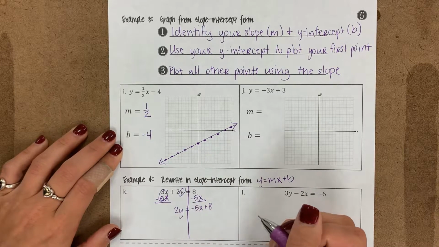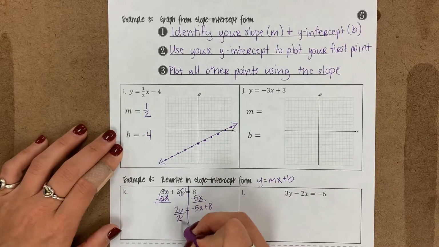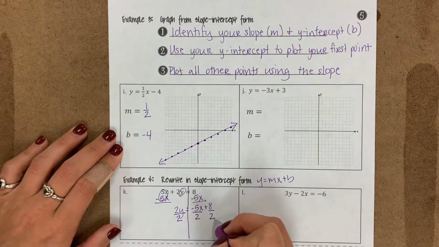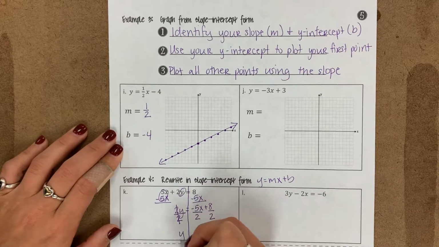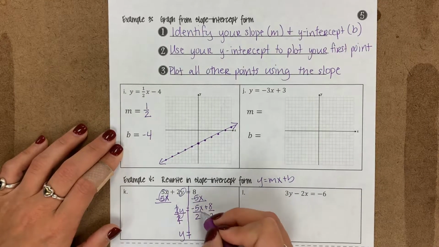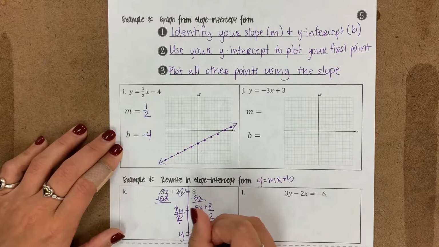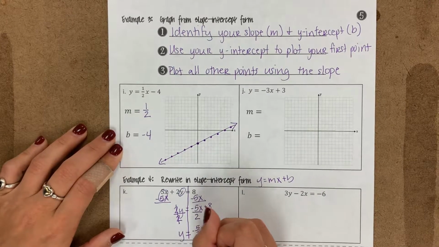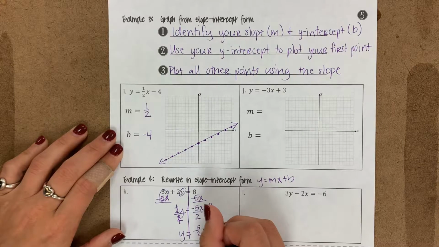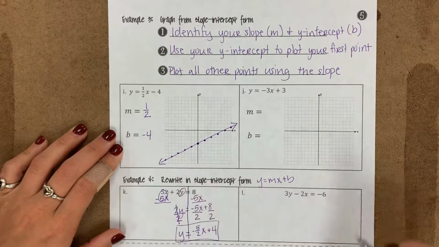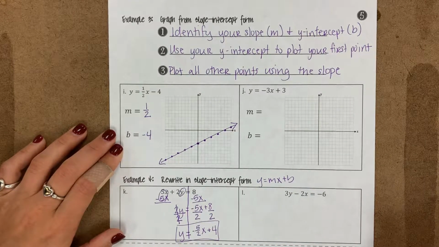Last step is to get rid of the 2, so we're going to divide every single thing by 2. Those cancel out, we bring down y equals. That's what we're looking for. Negative 5 over 2 does not simplify. And then 8 over 2 simplifies to a positive 4. And we'll do I or L in class together.